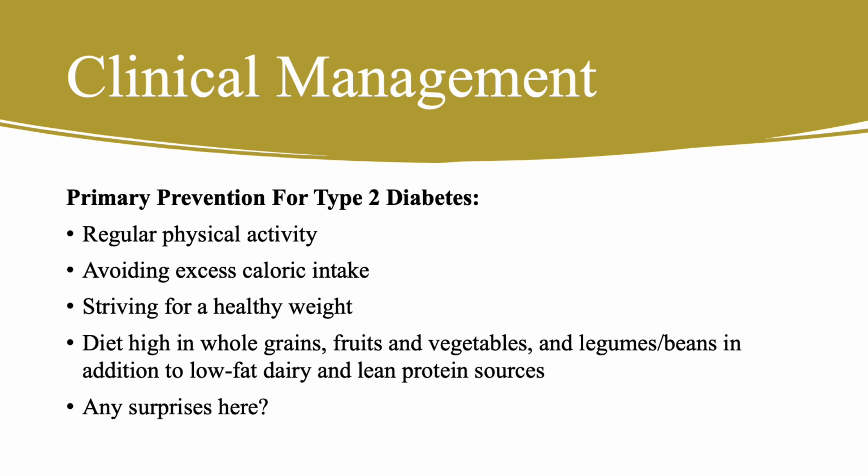So the good news about type 2 diabetes is that actually regular physical activity can prevent it. Avoiding excessive calorie intake can prevent it. This is another reason why you want to strive for a healthy weight. Have a healthy diet: whole grains, vegetables, fruits, and beans, low-fat dairy, lean protein sources.